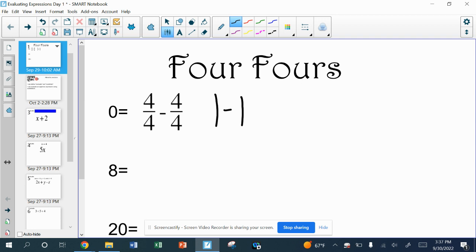So I'd like you to try to find a way to get 8 using 4 fours. Any operations you want: add, subtract, multiply, divide. You can even use exponents. If you'd like to, you could take a moment and pause the video, see if you can find a way to get 8. I have an answer, so if you want to pause it and see if you can get it, here's how I'm going to do this.